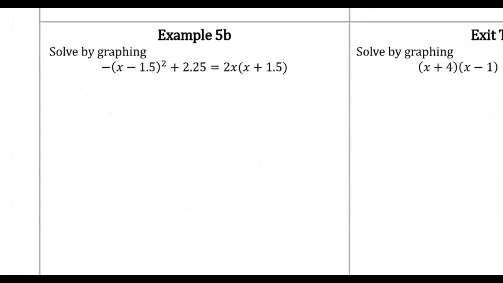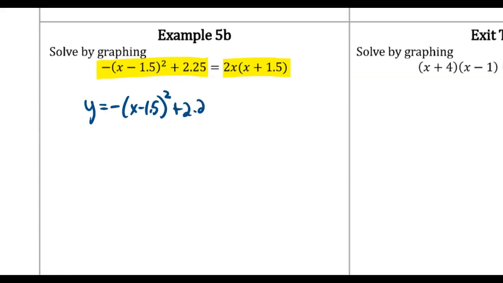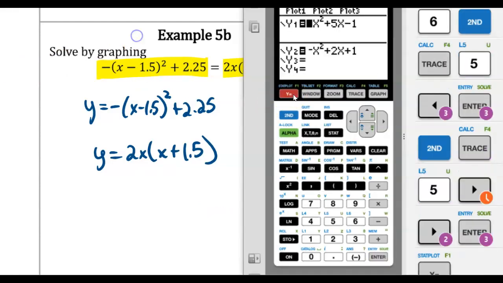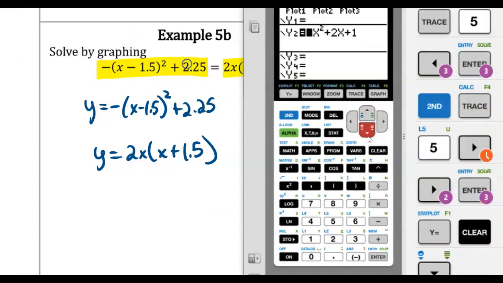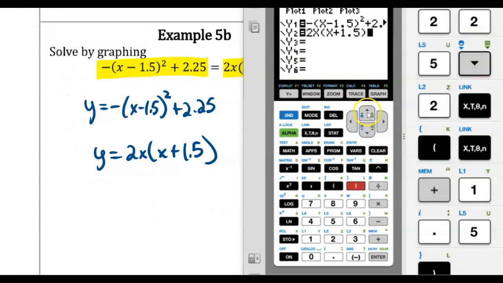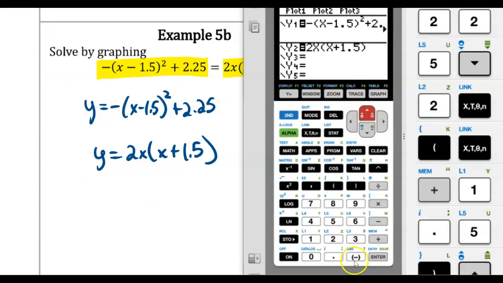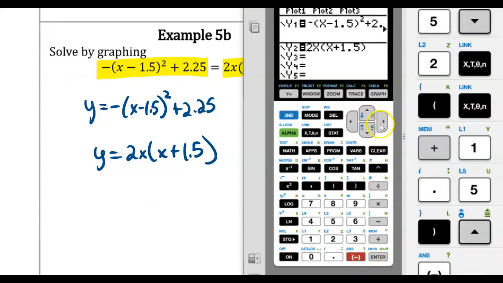So like on this one, the left side of the equation is one equation and the right side is another. So y equals negative x minus 1.5 squared plus 2.25, and y equals 2x times x plus 1.5. You don't have to simplify those at all to put them in your calculator. So you're going to go back to your y equals, and type those in. I'm going to pause the video while I type them in, and you should also. Okay, so make sure that first thing's a negative, not a minus. I had that messed up there.